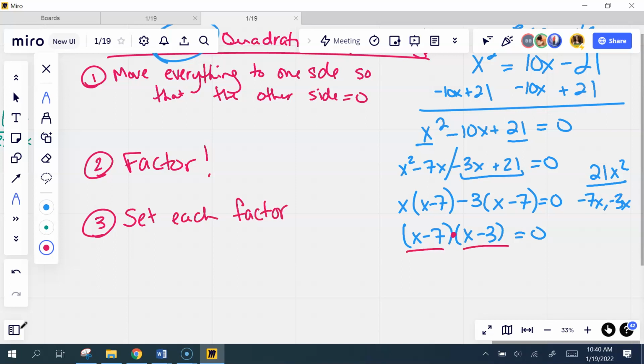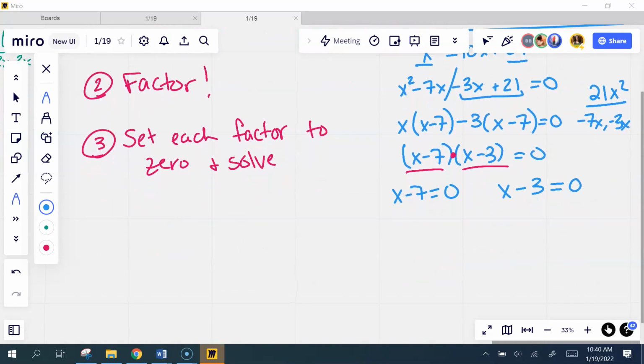Okay, this is a factor and this is a factor, because factors by definition are what multiplies together to give you something. So set each factor to 0 and solve, which is what y'all were doing. You just weren't saying that, but you were doing it. So here, that would mean x minus 7 equals 0 and x minus 3 equals 0, right? And I'm going to solve those two individually as I go through this. So add 7 and add 3.